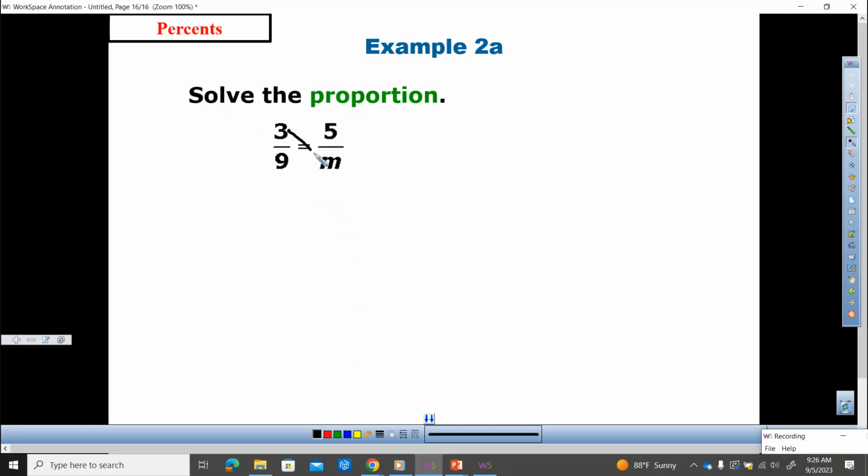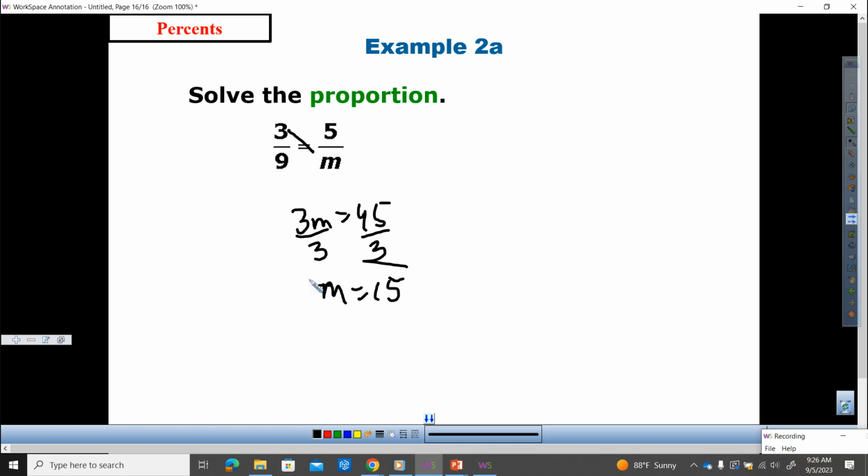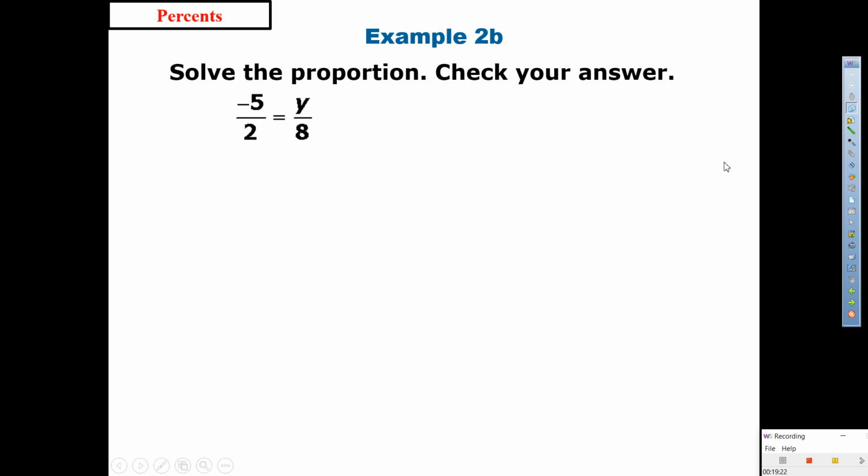Cross multiply. 3 times m is 3m equals 45. Divide by 3. Divide by 3. M equals 15. All right. So therefore, copy this next one. Example 2b. Negative 5 over 2 equals y over 8. Send me your work as soon as you're done.